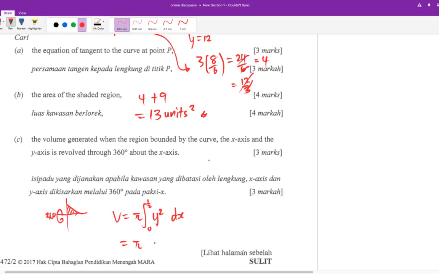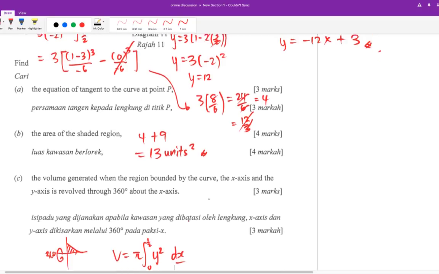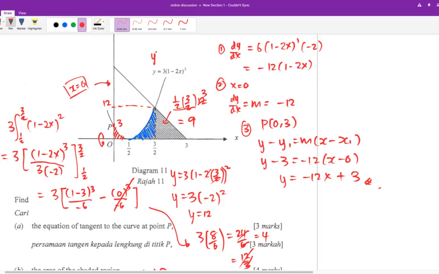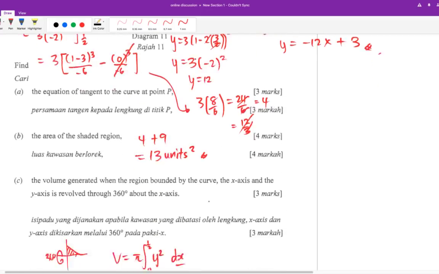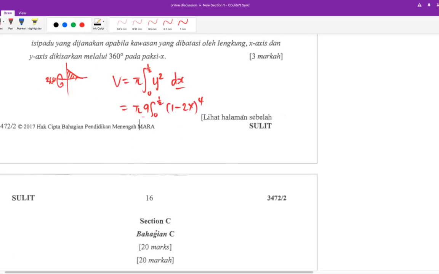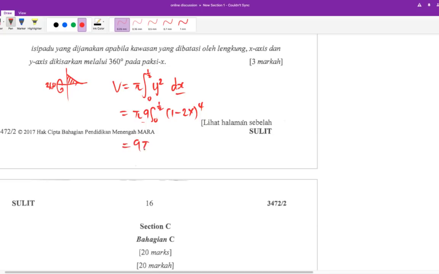So pi, and I will substitute because dx means it must be in terms of x, then only you can do the integration. So I will substitute my y into here, and then I will square my y. Y is like this, so y square will be 9 times 1 minus 2x to the power of 4. I will leave the 9 outside also. So it will be 1 minus 2x to the power of 4. This is 9 pi, right? So if I leave 9 outside, it equals to 9 pi. And then this one I will integrate: 1 minus 2x power plus 1, which is 5, divided by the new power. Differentiate inside, you will get negative 2, right, with limits 0 and half.